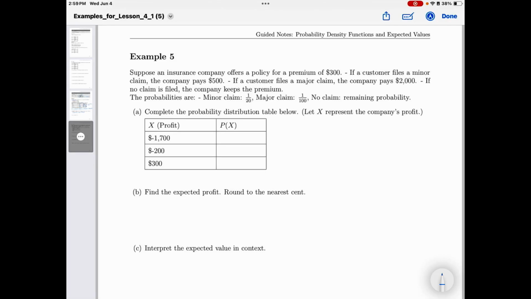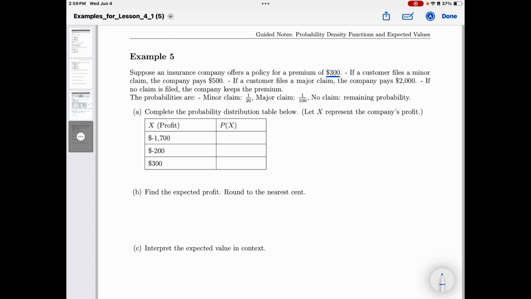Looking at our last example in this lesson, suppose an insurance company offers a policy for a premium of $300. If a customer files a minor claim, the company has to pay $500. If a customer files a major claim, the company has to pay $2,000. If no claim is filed, the company keeps the premium. So that's the cost of the policy.